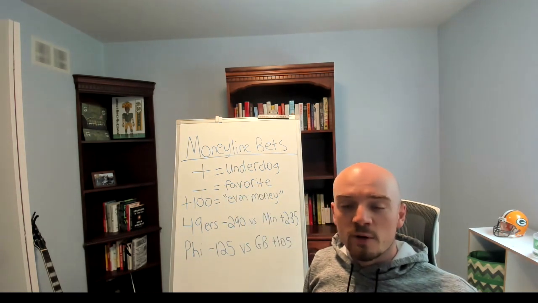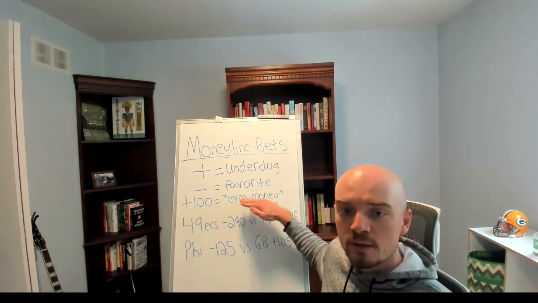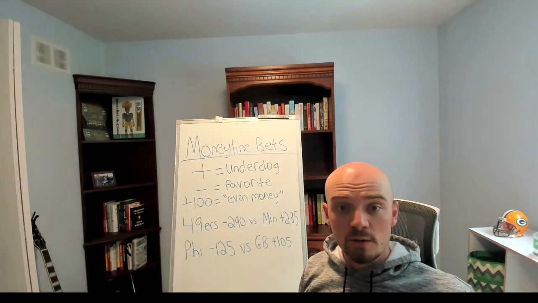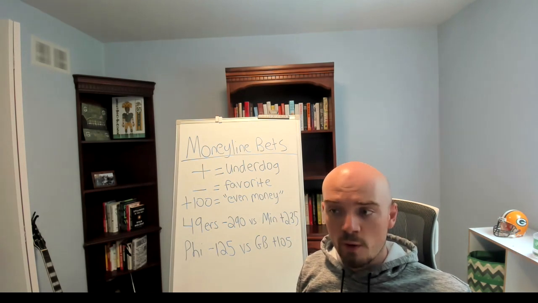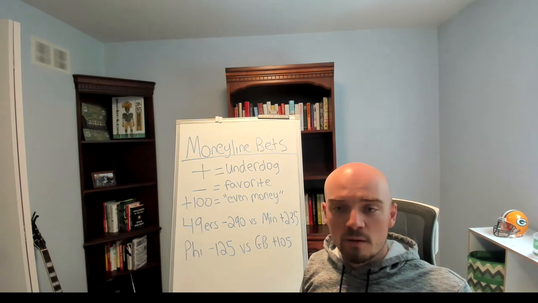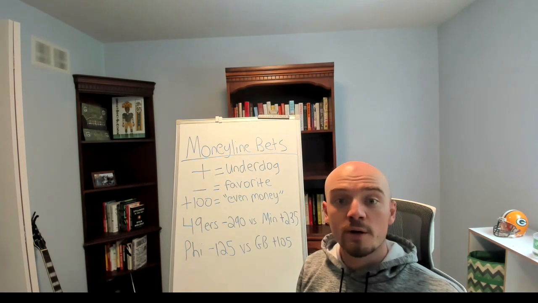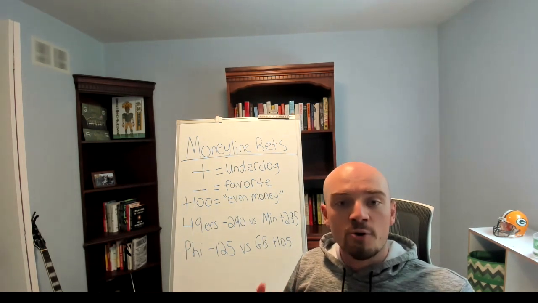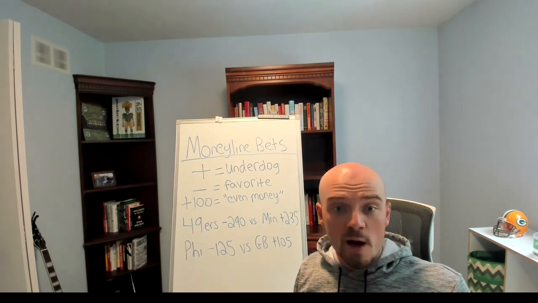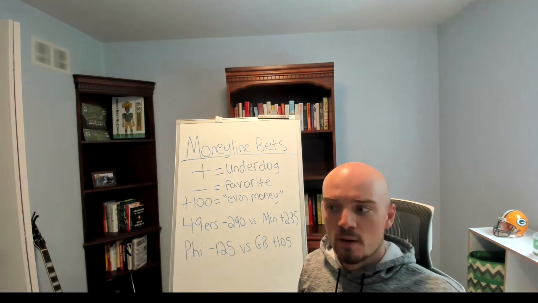When you're looking at the odds, it's important to ground yourself at plus 100 being even money. So at plus 100, you bet $1 to win $1. You bet 10 to win 10, and so on and so forth. From there, the higher you get, if you're going plus 200 or plus 300 or plus 400, that means the bigger the underdog you are. So a team that's plus 125 is a small underdog, whereas a team that's plus 500 is a huge underdog.